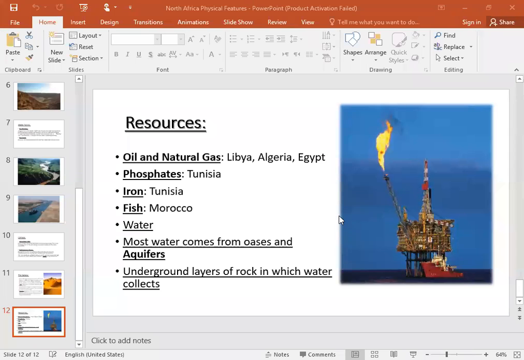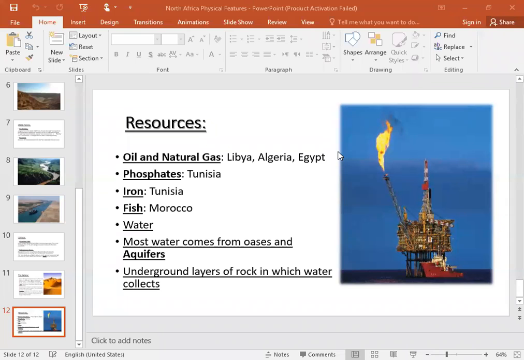So again, we're talking about the resources. We talked about oil and natural gas. They are in Libya, Algeria, and Egypt, but Libya is the richest country in oil. It comes 9th in the world, and it is number 1 in North Africa. Moving to phosphates, Tunisia is very famous for them. Phosphates are minerals or chemical compounds used as fertilizers for the soil. As for iron, it is Tunisia. Also, Morocco has some resources, but the main resource is fishing. They are very famous for fishing.